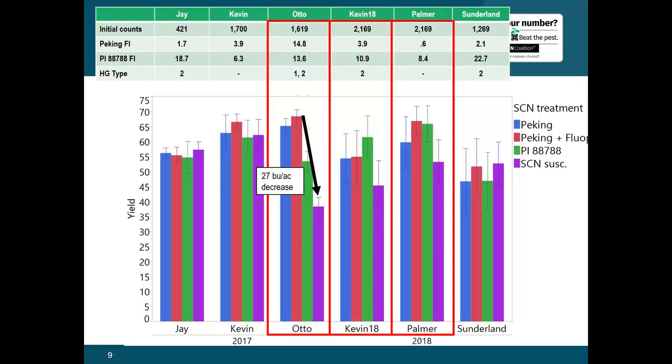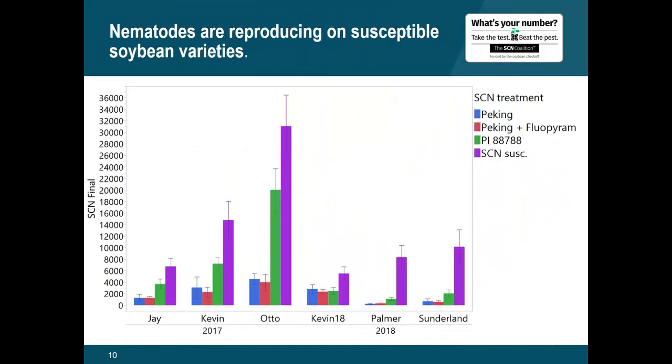So if this farmer would have gone to the lab and asked for an HG test, he would have probably thrown up his hands because the reproduction rate is relatively low. It's not much above 10, but it's the same for either, and he probably wouldn't have put a Peking out there. But for whatever reason, Peking did really well in this field. You look at other fields, 88788 here is just above the threshold, but yet 88788 did out-yield the susceptible in this case.